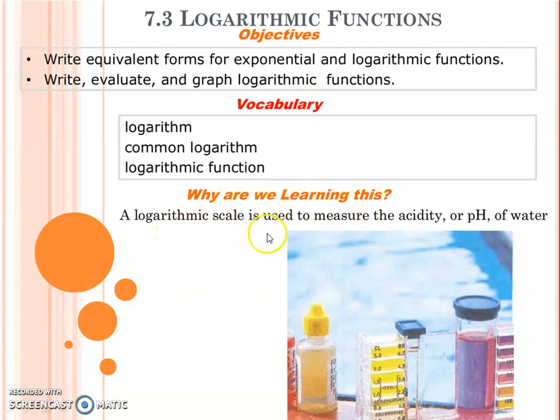A logarithmic scale is used to measure the acidity or pH of water or juices or any liquid form. In a chemistry lecture, you study in detail how the logarithmic function is used and how to calculate the acidity or pH value of water or any juices.